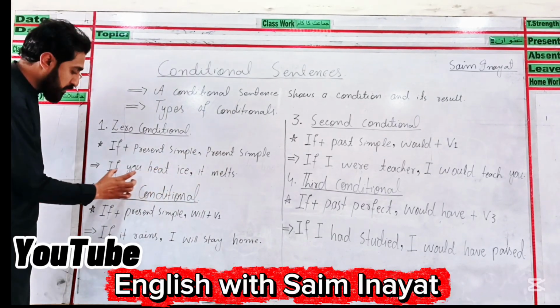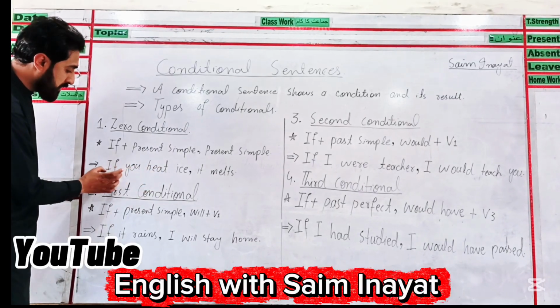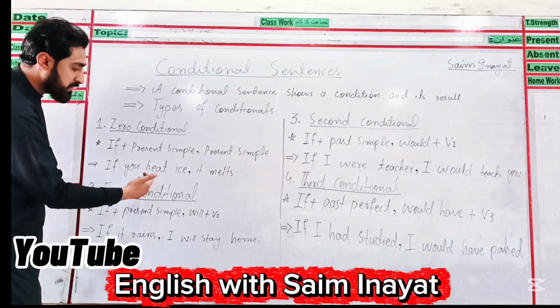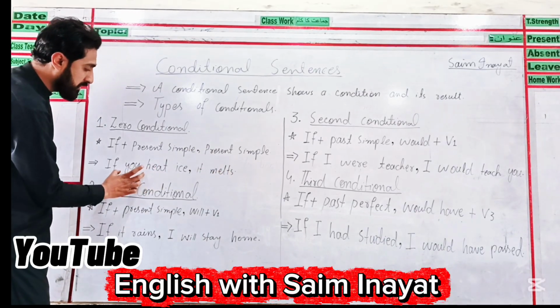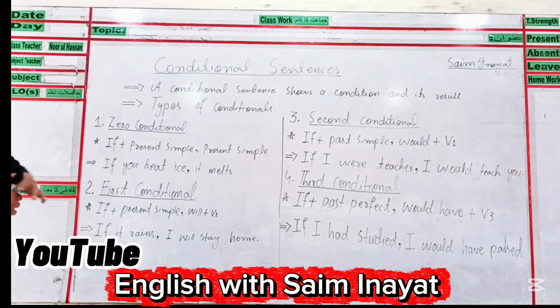According to the structure, now look at the example. If you heat ice, present simple, there is a condition. What is the result? It melts. If you heat ice, it melts. This is the condition and this is the result. Okay, this is the zero conditional.